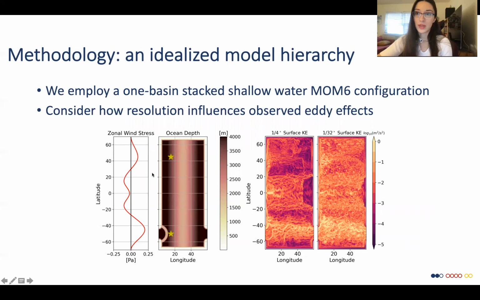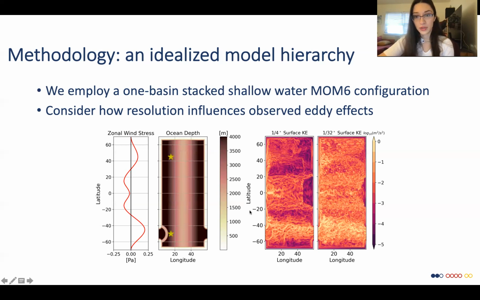The tool that we use for addressing some of these questions is an idealized model hierarchy that we refer to as Neverworld 2. This is a 1-basin stacked shallow water MOM6 configuration comprised of 15 isopycnal layers. There is zonal wind stress that is prescribed. The model is adiabatic, so this is the only mechanism by which it is forced. And here is the topography of the domain. So you can see that there is a topographic ridge that extends north-south through the entire domain. And there is a channel in the southern part of the domain that corresponds to the Antarctic circumpolar current.